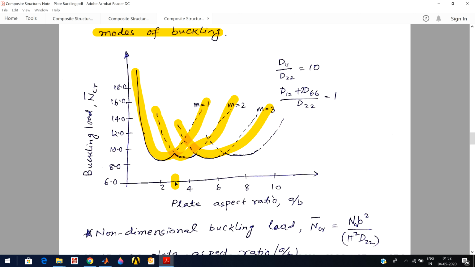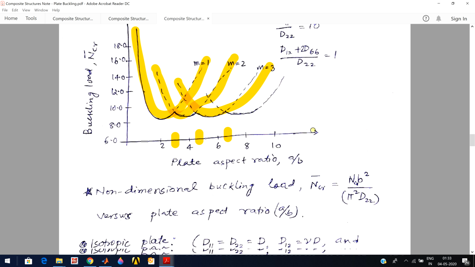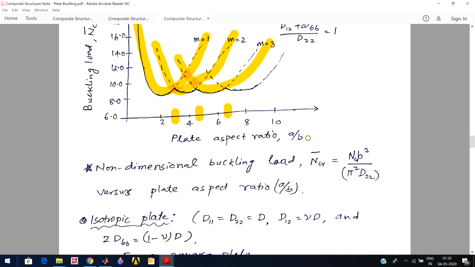Whereas beyond this yellow region to some point, which is after aspect ratio 4, you'll see that m equal to 2 gives the lowest buckling load. After that, it will be 3 up to a certain point, which is, let us say, 6 point something. And then it will be 4 and 5 like that. So as the aspect ratio goes on increasing, you will have more half sine waves in the mode shape. We can also see this in the MATLAB demonstration.